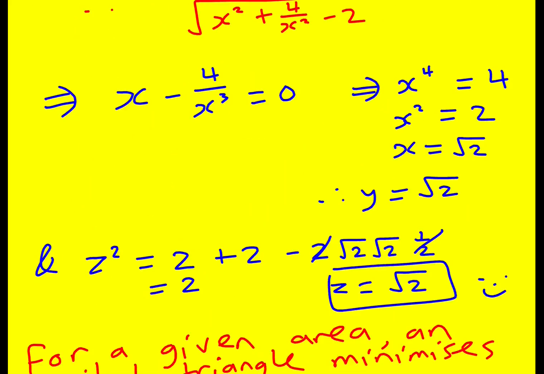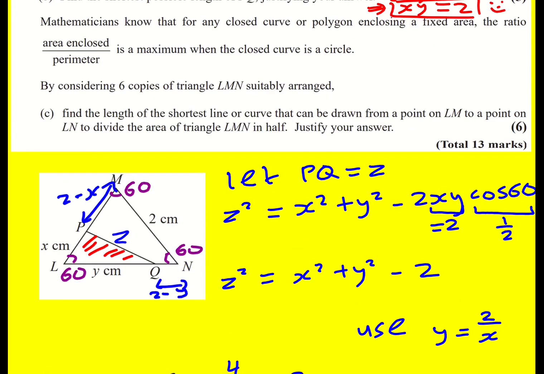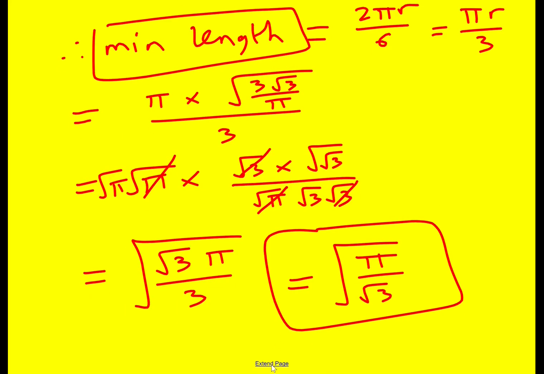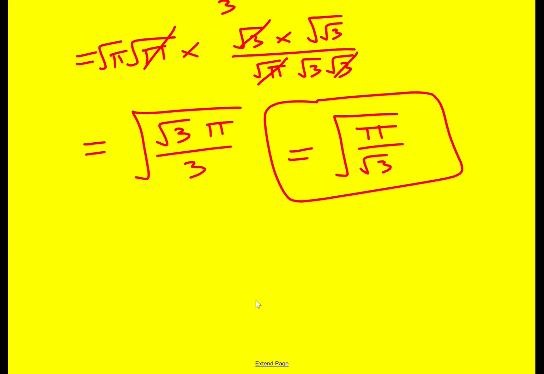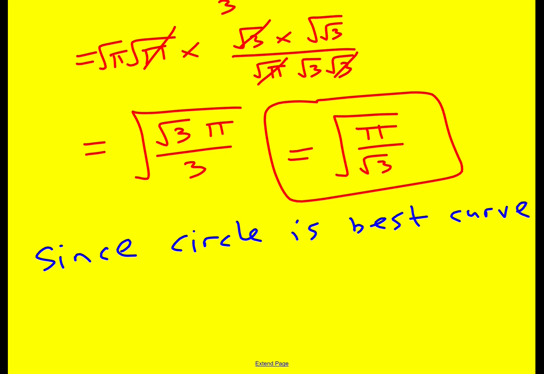The only thing to say right at the end is that it does ask to justify our answer, and have I done that? I probably need some words. So I'm just going to write, at this point, kind of what the mark scheme has said. I feel like I've sort of said this, but since circle is best curve for half area, that's using what I said above, the fact that it maximizes the area divided by the perimeter. That's what we were told.